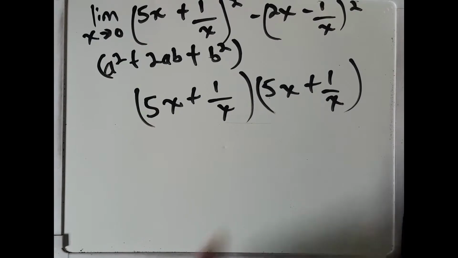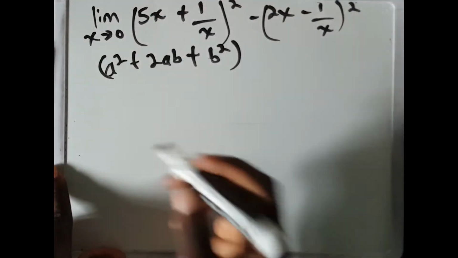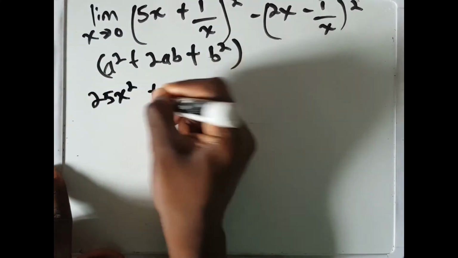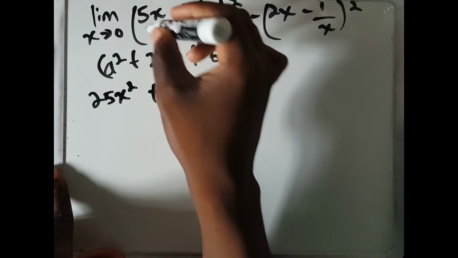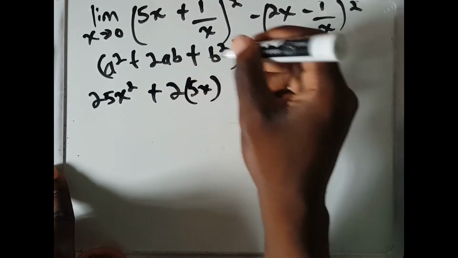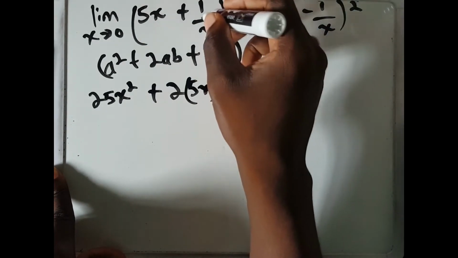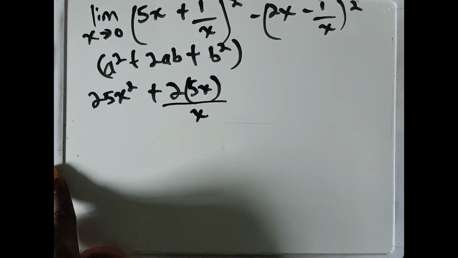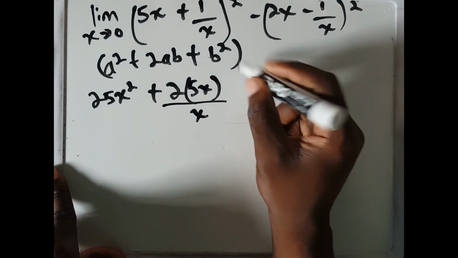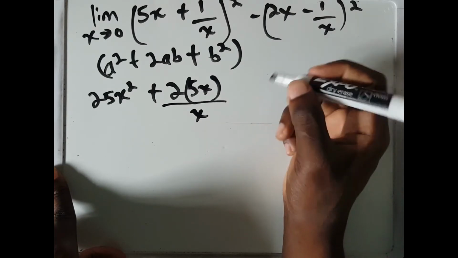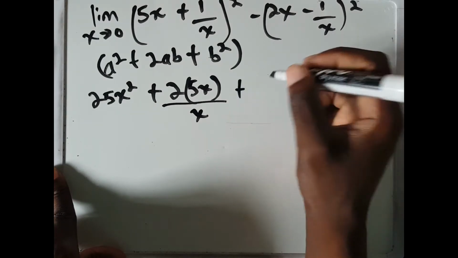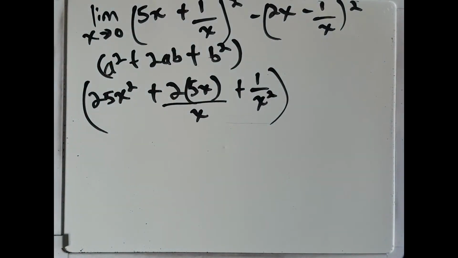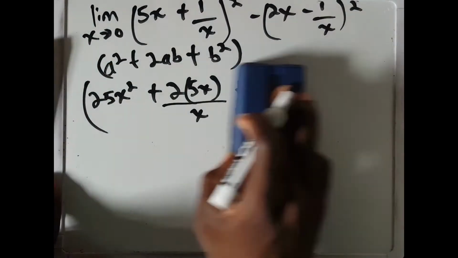So let's do this. First things first, a squared. My a term is 5x, so I'd have 25x squared plus 2 times my a term, 5x, times my b term, which is 1 over x. Since it's 1 over x, I'll just put the x in the denominator. And my b term is 1 over x. 1 squared is 1, and x squared is just x squared, so plus 1 over x squared. That's my first bracket.